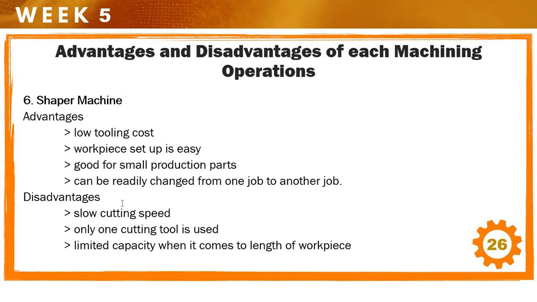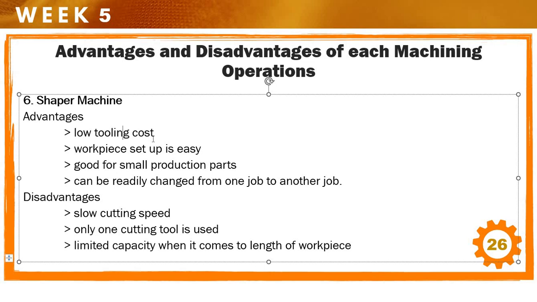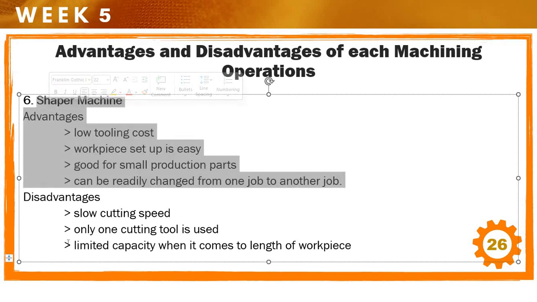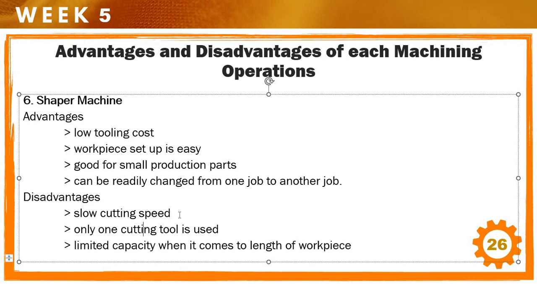The next is the shaper machine. It has low tooling cost, because those tools are readily available with the machine. Workpiece setup is easy, it is good for small production parts, and can be readily changed from one job to another. So the setup is very fast in the shaper machine. The disadvantage is low cutting speed. Only one cutting tool is used, and there is limited capacity when it comes to the length of the workpiece, so you can only make smaller workpieces here.